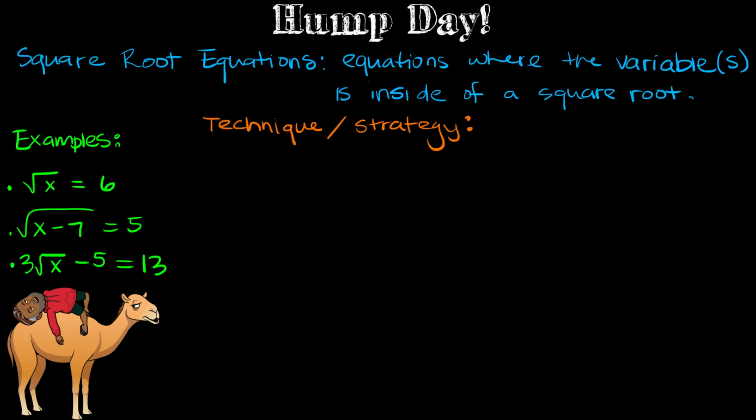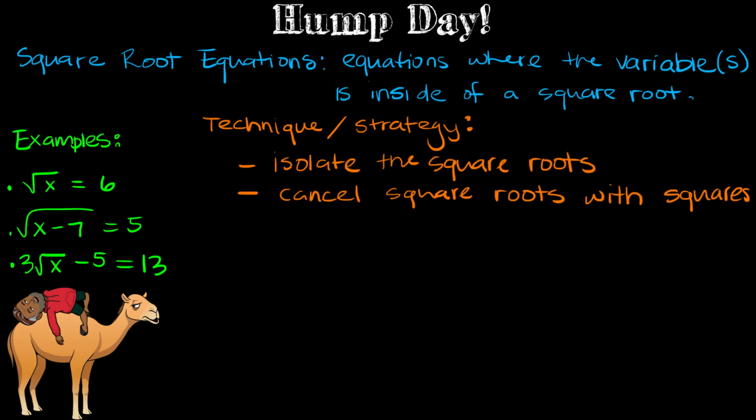Those are some of the ways you'll hear it talked about. So the first thing we want to do is look at our strategies or techniques. It's very similar to quadratics or squared equations. What I want to suggest is that we isolate the square root. That means get the square root by itself. Then after you isolate the square root, we can cancel it by using its inverse operation, which is called the square. To get rid of a square root, we're going to square it. And let's take a look at examples.